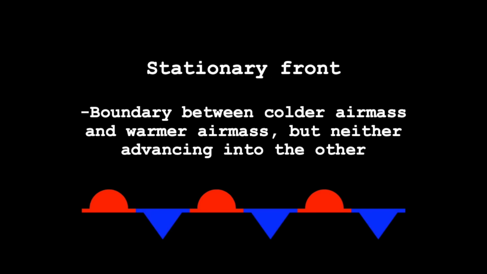A stationary front is the boundary between 2 air masses of different temperature characteristics, but neither is moving into the other. In essence, the boundary is not moving, so it's stationary. In this case, we use an alternating red and blue line with corresponding red semicircles and blue triangles.